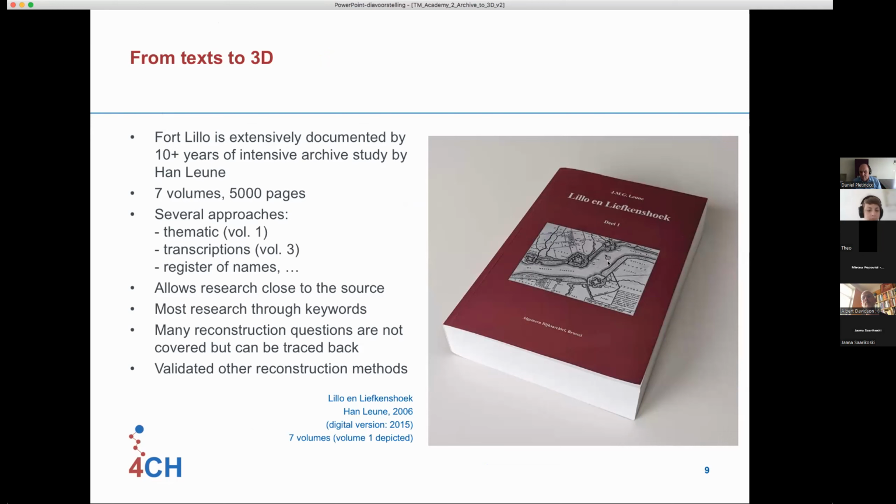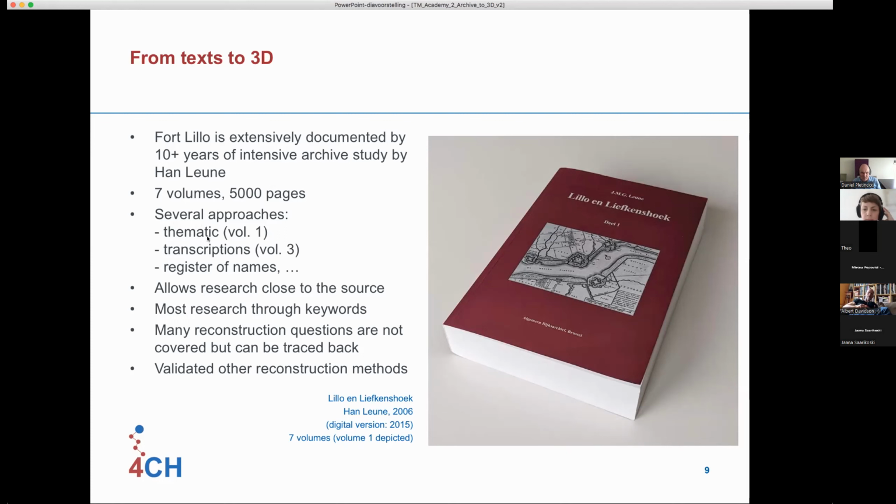Lillo and its counterpart, you know, it's a double fort on both sides of the river. So Lillo and Liefkeshoek both were documented in a very extensive study of more than 10 years by a Dutch guy called Han Leune. And you only see book 1 of these 7 volumes that he has published on this. It's over 5,000 pages. And so he has used several approaches, in fact, to describe this archival data. Volume 1 is a kind of thematic approach. It is more or less also following the timeline, but on the other hand, it really goes in themes.